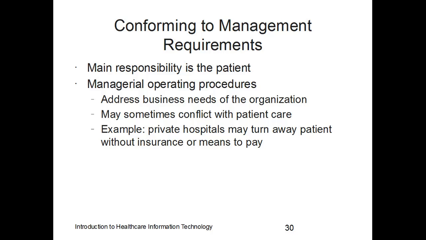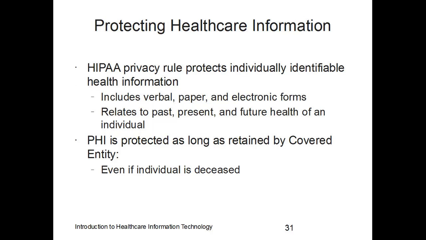means to pay. All right, when it comes to protecting healthcare information, the HIPAA privacy rule protects individually identifiable health information. And this would include electronic forms, paper, and also verbal forms. And this relates to the past, present, and future health of an individual. And the PHI, the protected health information, is protected as long as it is retained by the covered entity. So even if that patient dies, that information should still be protected by the covered entity.